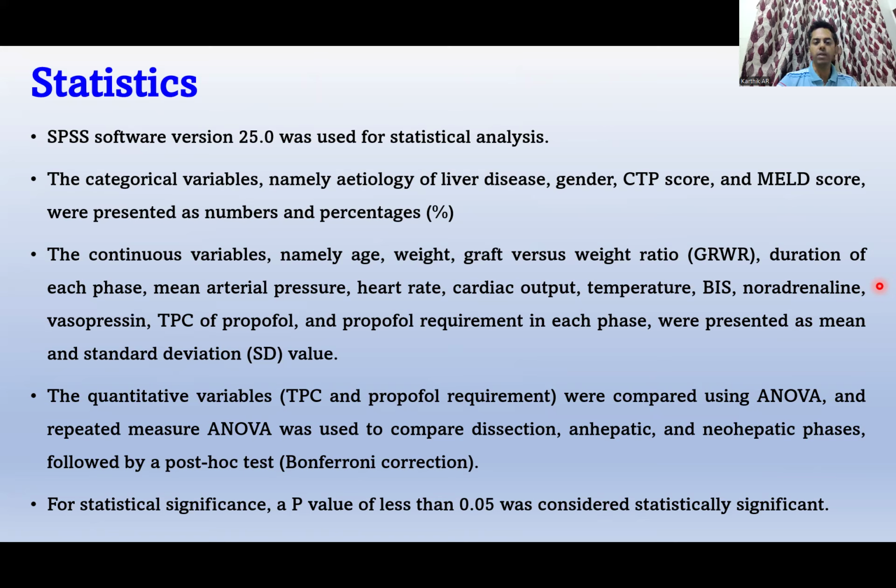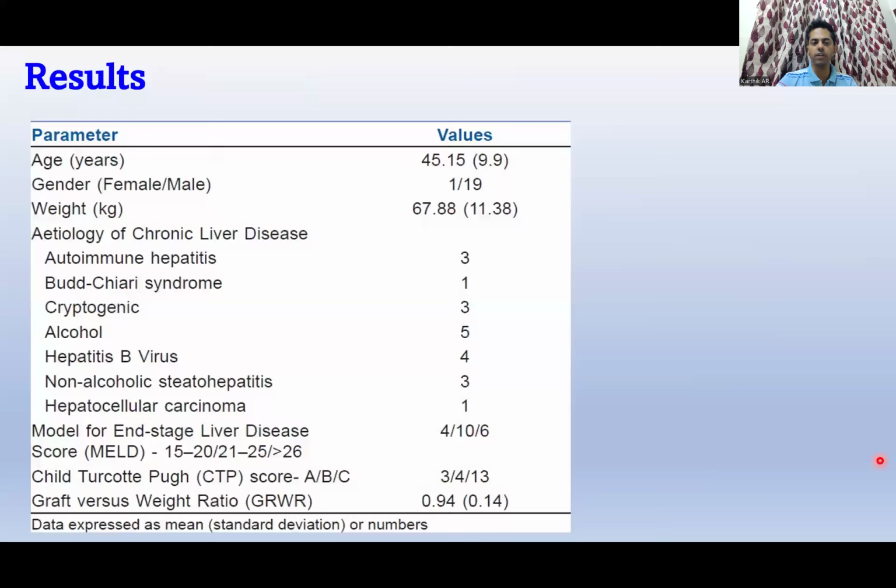The quantitative variables TPC and propofol requirement were compared using ANOVA, and repeated measure ANOVA was used to compare the dissection, anhepatic, and neohepatic phases, followed by a post hoc Bonferroni correction test. For statistical significance, a p-value of less than 0.05 was considered statistically significant.